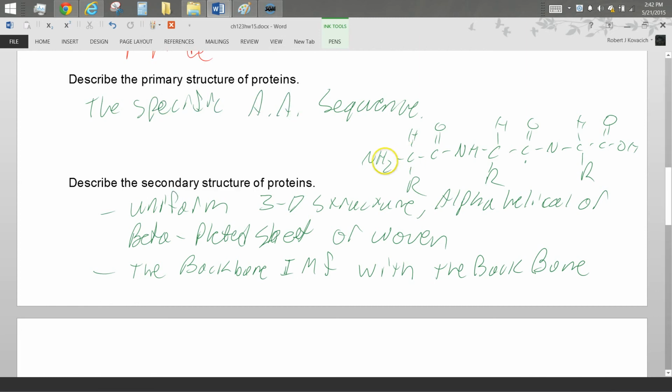So we're talking specifically about this part reacting with another part of that backbone. That's why the shape can be regular, because the polypeptide chain has that repeating over and over again, and I can get a nice regular shape, where I don't get a regular shape if I've got the R groups interacting with themselves.